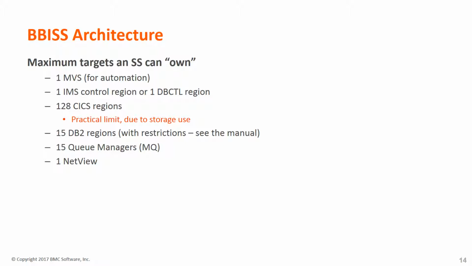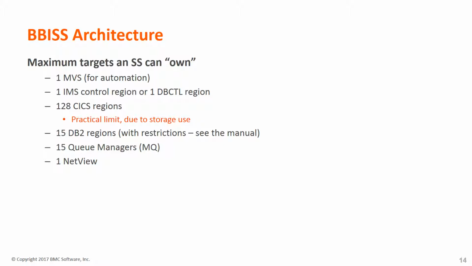Let's take a closer look at the BBISS architecture. There are limitations to how many subsystems or different targets can be supported by a single BBISS. Typically what we have is one for each MVS LPAR, and that's to support automation. A lot of customers like to use AutoOperator to manage their IPLs, so it's best to have it segregated from the other AutoOperator functions or solutions.